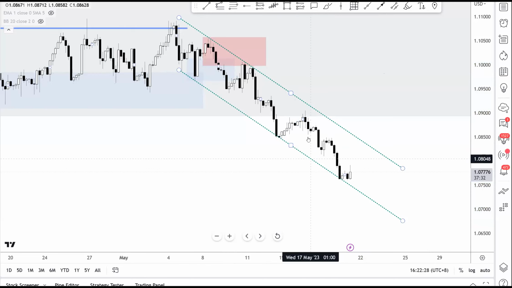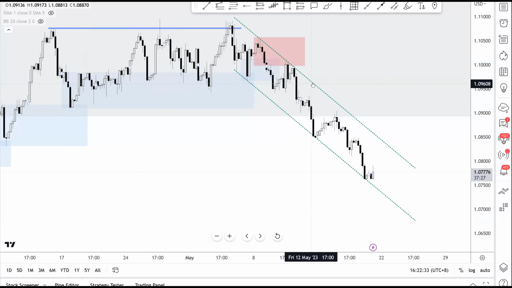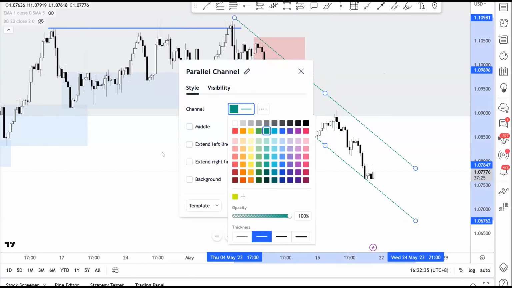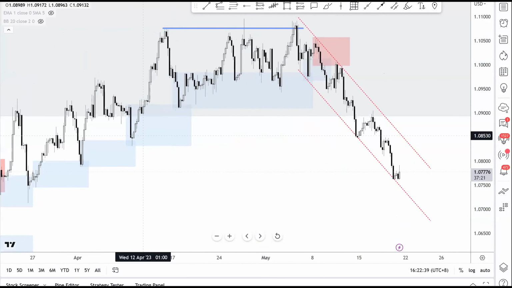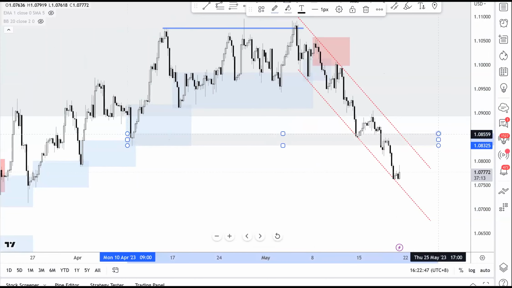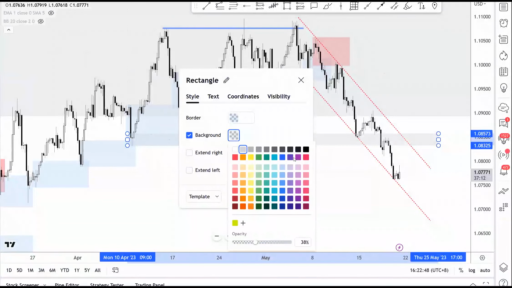Okay, so where we are now on the 4 hours on Euro Dollar, we want to mark out again our resistance. So we have highlighted this descending channel. If you look at just the support and resistance level alone, over here we have an area of demand turned supply, or support turned resistance area.